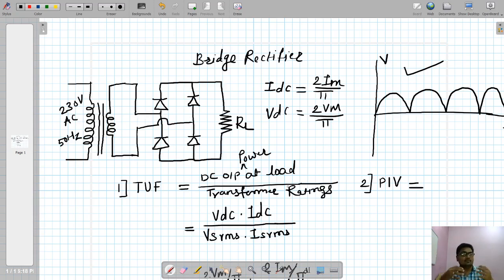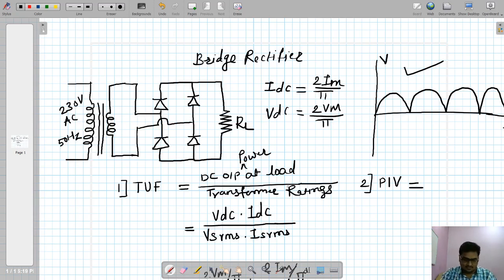So it is the maximum reverse voltage that the diode is handling in that case. Now what we have to find? We have to find the diode which is in reverse bias, and in reverse bias how much maximum voltage that diode is handling.